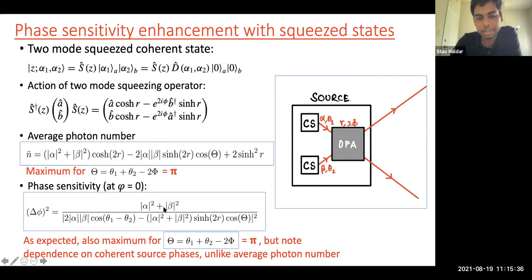So there is some similarity in terms of where this function is minimized. This delta phi is lowest at theta equal to pi, and the average number of photons is maximum at theta equal to pi, which is on expected lines. But it's also important to see that there is a slight difference in the dependence on theta 1 and theta 2. We can use that, and that's the idea.